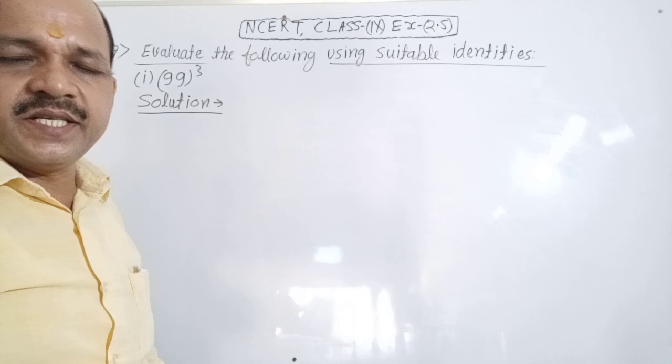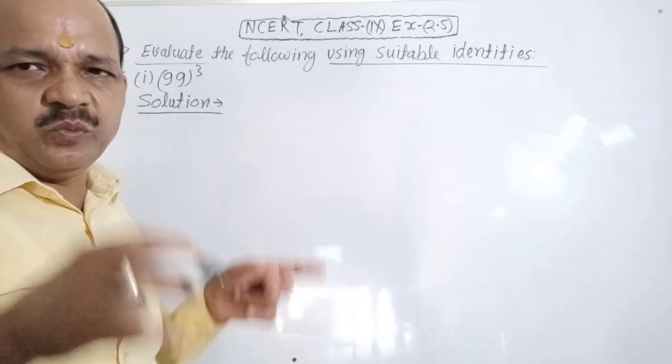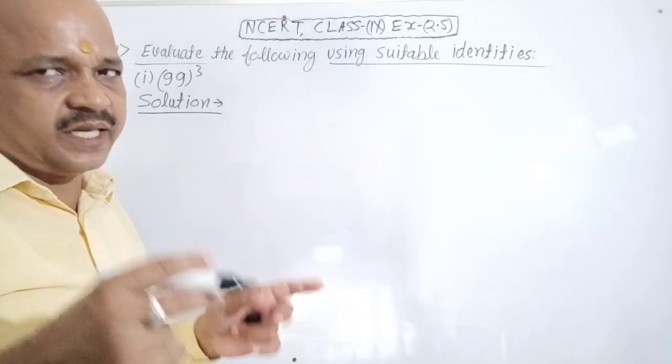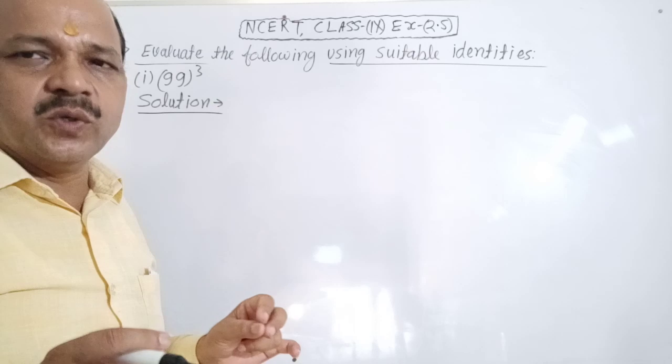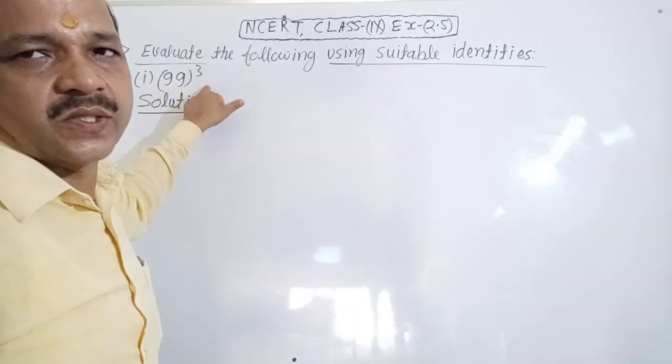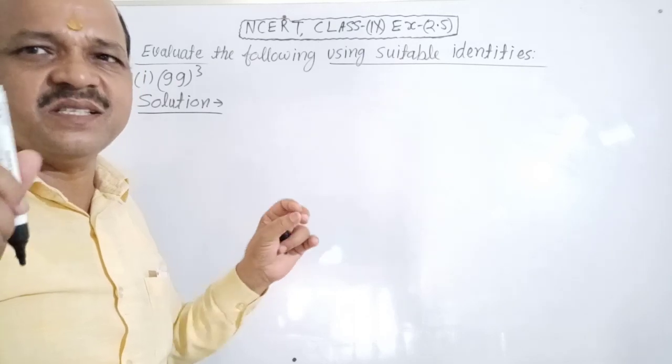The suitable identity is (a minus b) whole cube equals a cube minus b cube minus 3ab(a minus b). You can use this identity for this question. It is clear, no confusion about it. Very good. It is very easy.